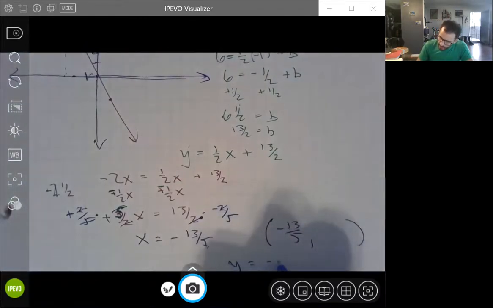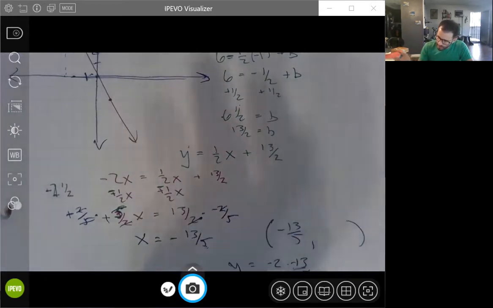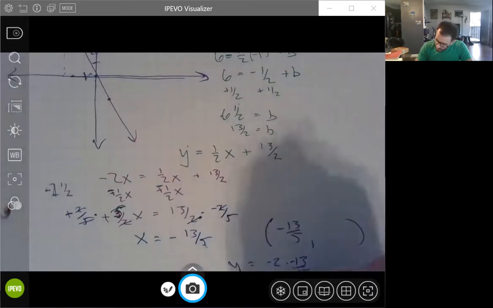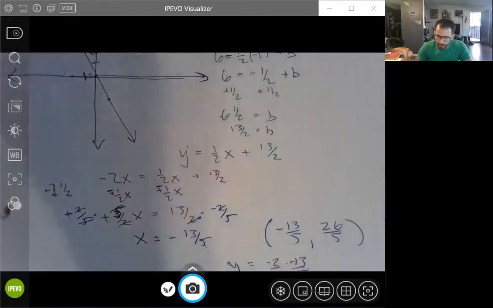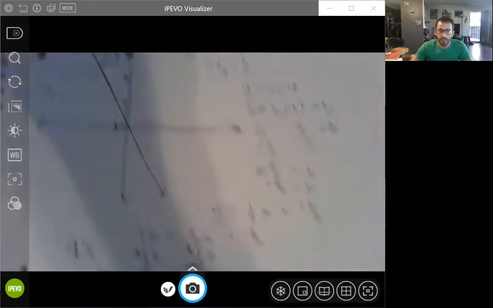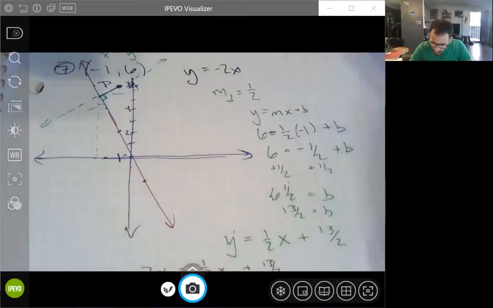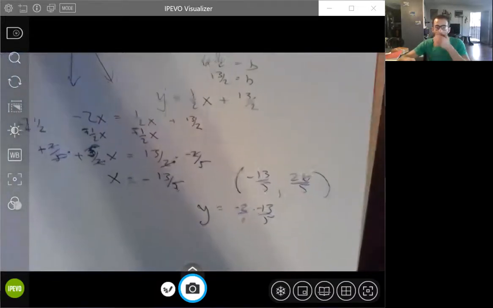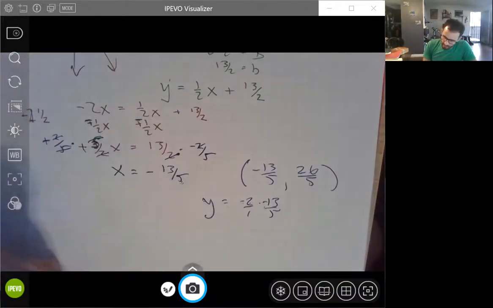Y equals -2 times -13 over 5. A negative times a negative is a positive. 2 and 5 have nothing in common, so we have positive 26 over 5, which is about 5 and a fifth, right? 5 goes into 26 5 times, and there's a little bit more. And yeah, sure, okay, maybe I'm right. I don't know. All right, so that's that point. And now the distance formula.